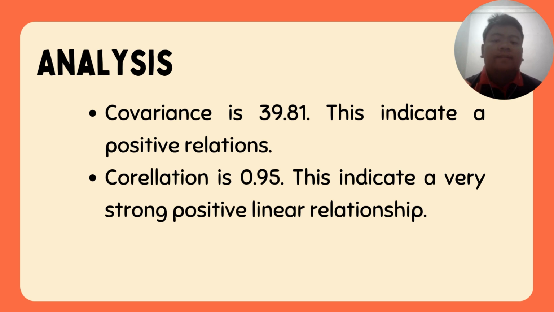Let's look at the analysis of the numbers that we calculated. For covariance, we found it's 39.81. The number is positive, which means a positive relation. But we need to be more specific. So we use the correlation coefficient, and we got 0.95. It's a positive number and very close to 1, which means a very strong positive linear relationship between the customer satisfaction score and the customer retention rate. It means that as customer satisfaction score increases, the customer retention rate will also increase.